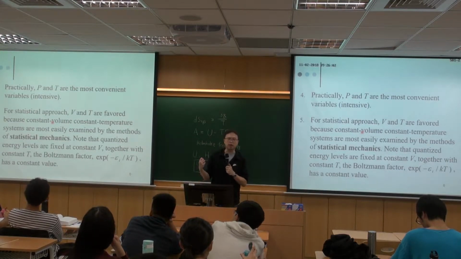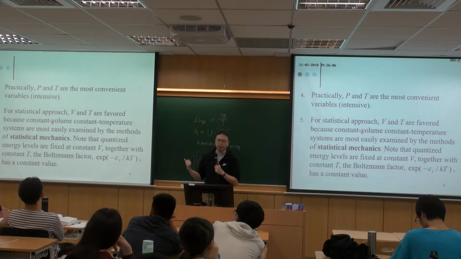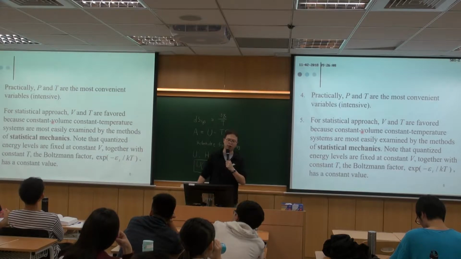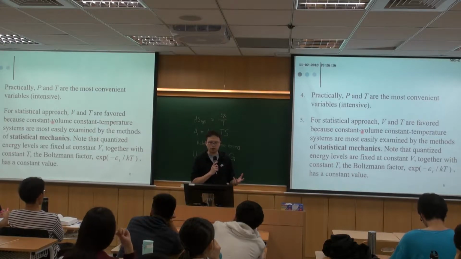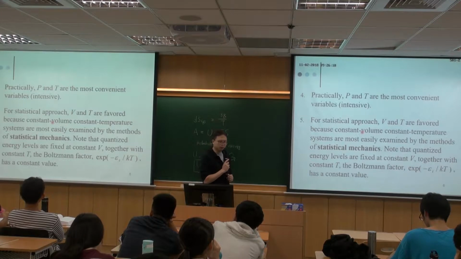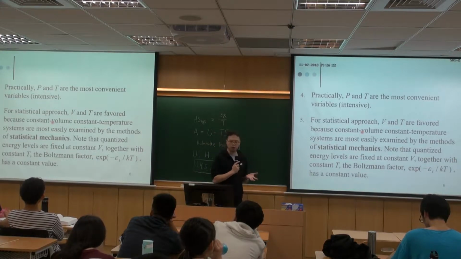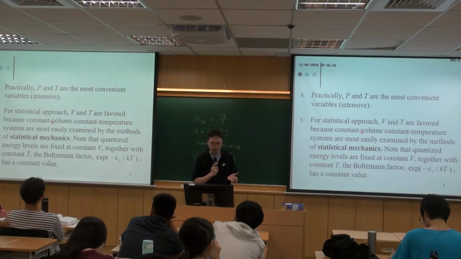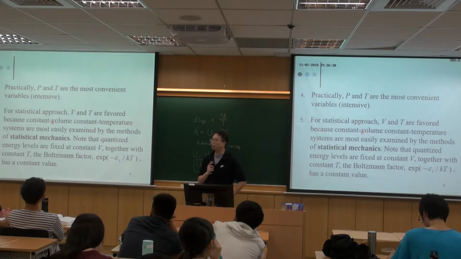So practically, like I mentioned, pressure and temperature are the most convenient variables. If you do a lot of experiments, you'll realize that a lot of these kinds of measurements involve the measurement of pressure and temperature. So it seems that these are the most convenient variables. And more importantly, these two variables are intensive, which means that they don't depend on the size of the system.